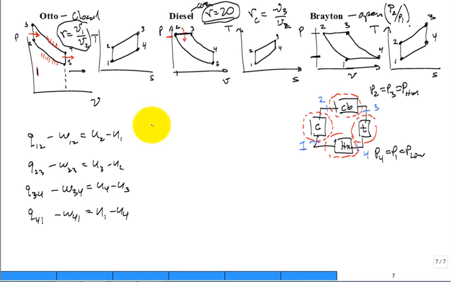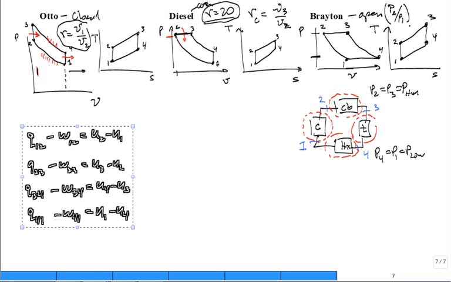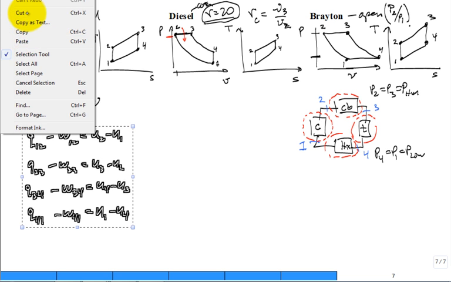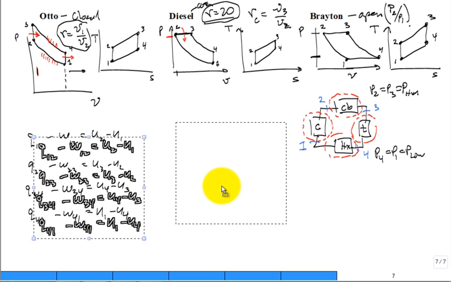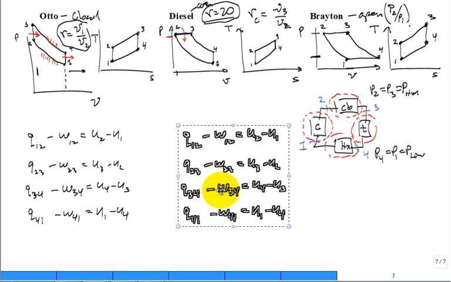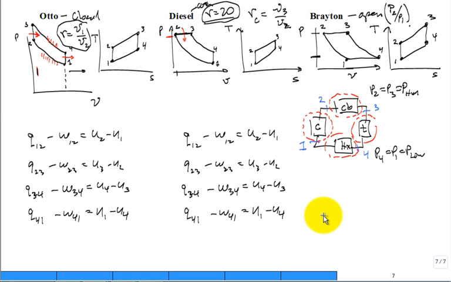Is it any different for the Diesel cycle, or do they have the same basic equations? They're the same. So what we'll do is we'll write them over here for the Diesel cycle instead of that. Now what we'll do is we'll say for each of these, which terms are 0? Which terms are equal to 0?